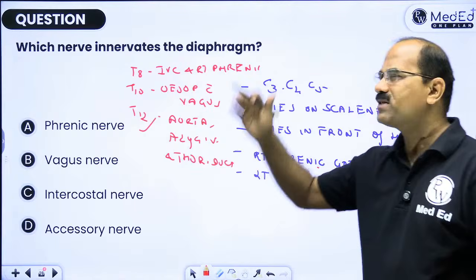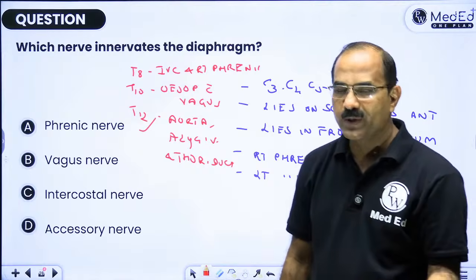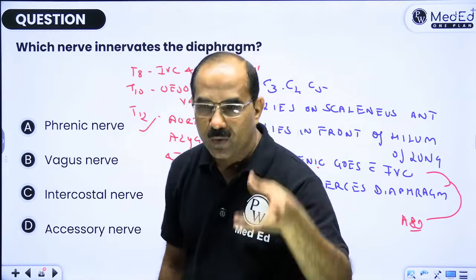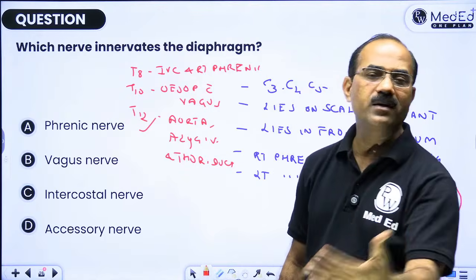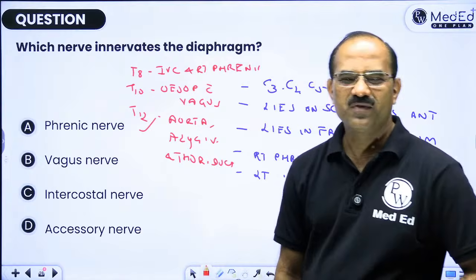So what are the openings in the diaphragm? ये भी मैंने आपको बोल दिया. T8 पे IVC with the right phrenic nerve, T10 पे esophagus with right and left vagus, and T12 पे aorta with the azygous vein and the thoracic duct. Fine.